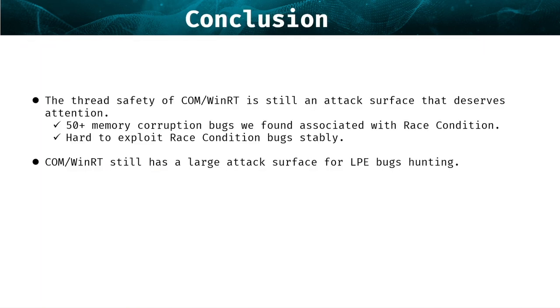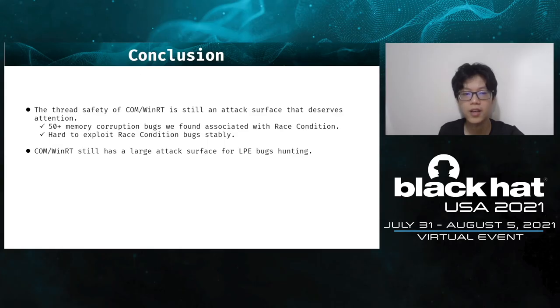So, in conclusion, in this presentation, we have talked about the inner workings of the COM threading model, and we showed some vulnerabilities related to COM thread safety. We also presented the type confusion and memory out-of-bounds bugs we found, and shared our exploit approach for them. Obviously, COM and WinRT are still good targets for LPE bug hunting.